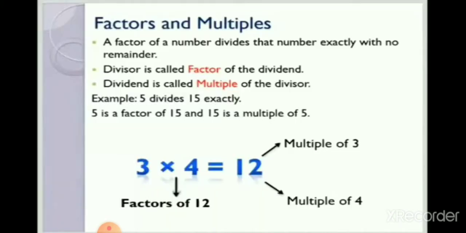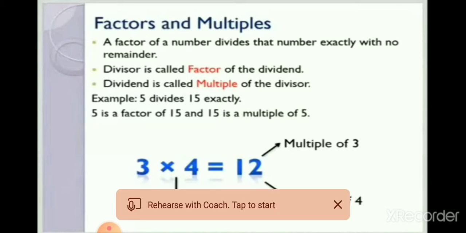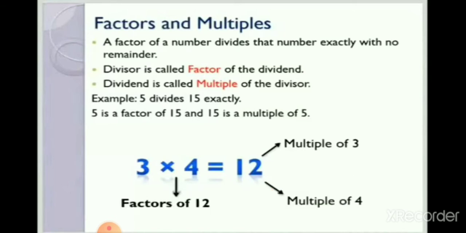So what are factors and multiples? A factor of a number divides that number exactly with no remainder, that is the remainder will be zero. Divisor is called factor of the dividend. Dividend is called multiple of the divisor. Let us see with the help of example. So here 5 divides 15 exactly. You can see, so 5 is a factor of 15 and 15 is a multiple of 5.